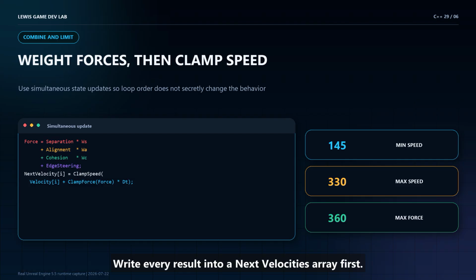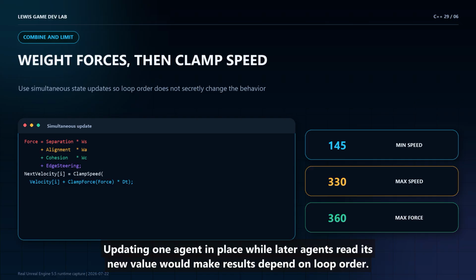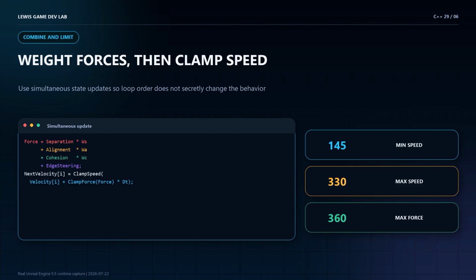Write every result into a next velocities array first. Only after all 48 agents have read the same old state do we replace the velocity array and advance positions. Updating one agent in place while later agents read its new value would make results depend on loop order.